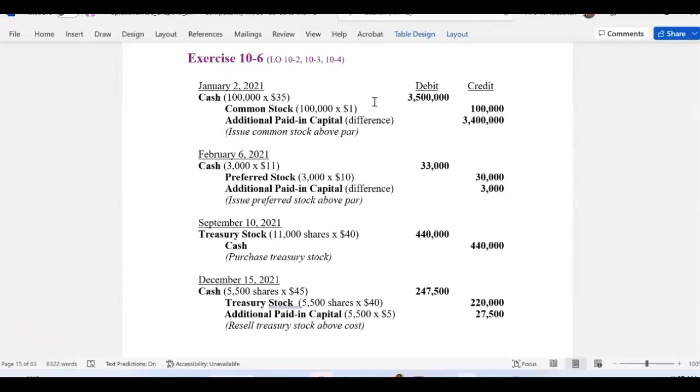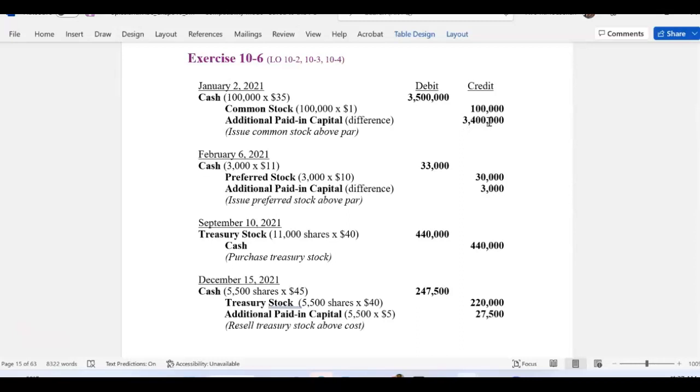The solution is 100,000 shares at $35, but we have a common stock with the par value of $1. So we cannot put more than $1 in the common stock. So cash will be debited to recognize that. But common stock will be only recognized based on par value, which is $1, 100,000 shares. The remaining will be a plugged in difference.